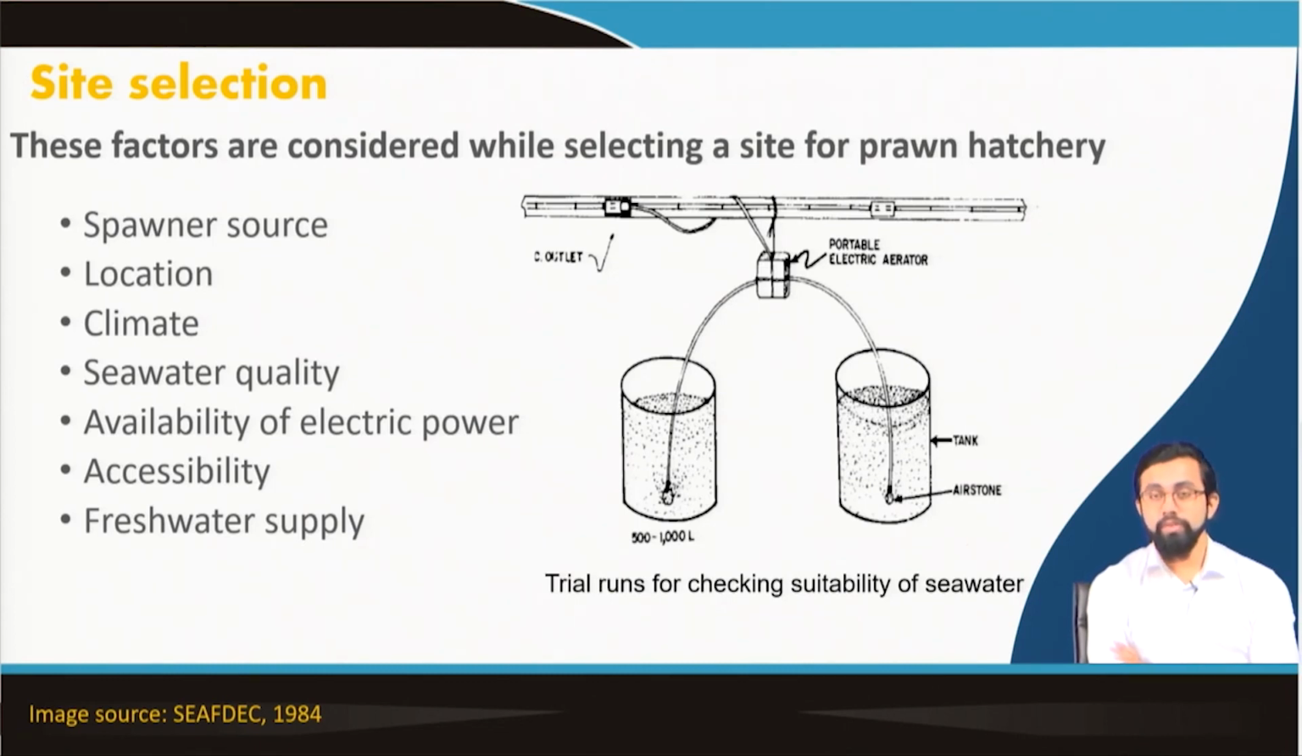Prawns and shrimps can sustain a wide range of salinity, but still, depending upon the target species, it is better to keep it as specific as possible so that they do not have any physical stress in their body. So, seawater quality has to be maintained in as narrow a range as possible. Availability of electric power is definitely very important, as are accessibility and the freshwater supply.